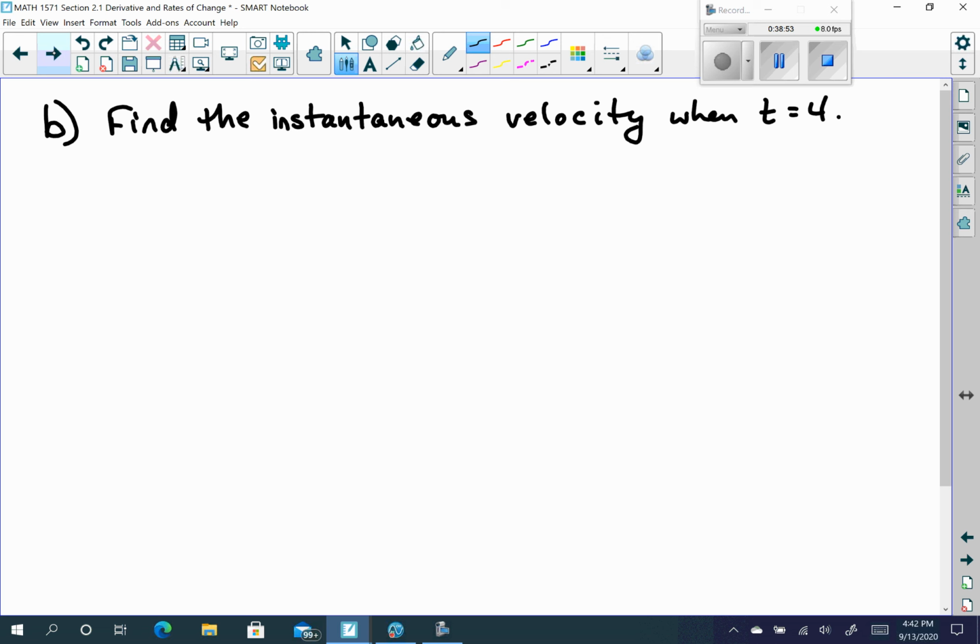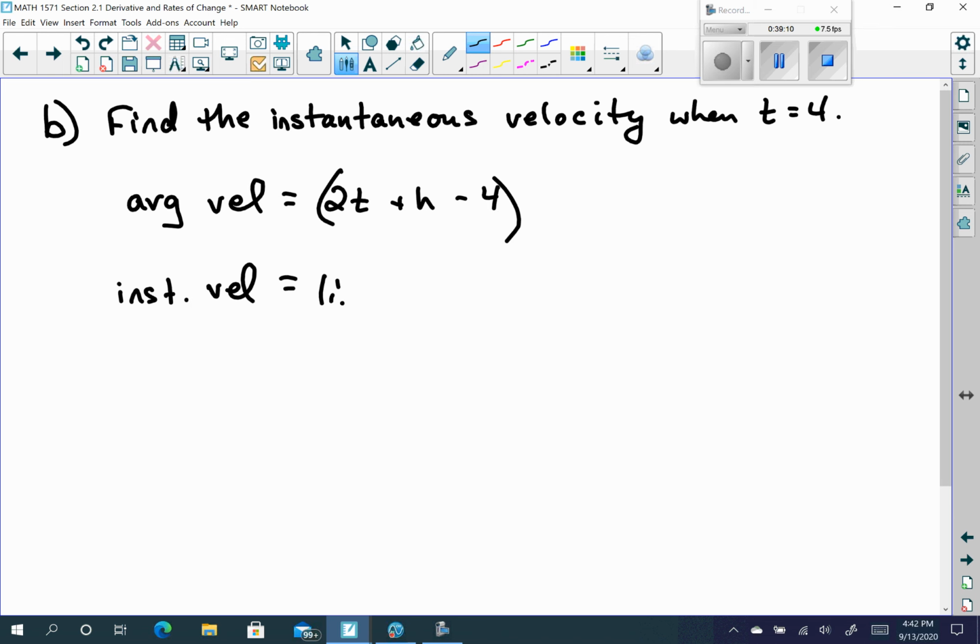Now let's find the instantaneous velocity when t is equal to 4. Well, we know the average velocity simplified into the 2t plus h minus 4. So then the instantaneous velocity, why go through all those steps again? It's going to still come out to be this, just with the limit as h approaches 0 in front of it. Because we already did that difference quotient formula. Why go through it again?